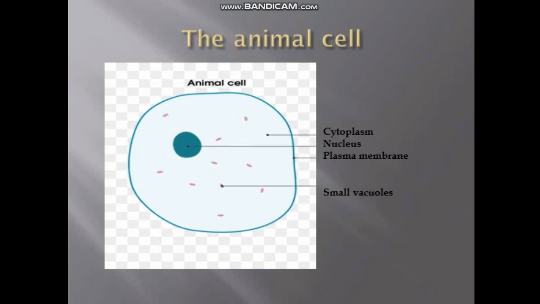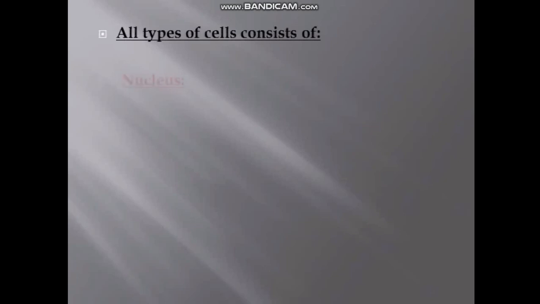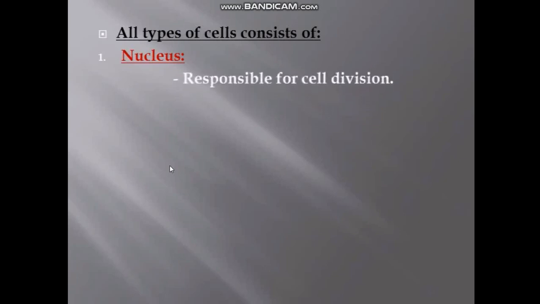Okay, let's see their functions. These three structures in the cell are found in all the types of cells. The nucleus is responsible for cell division. The cell has the ability to divide and increase in number. So, the nucleus inside the cell is responsible for this function, for cell division. The nucleus makes the division of the cell and increases its number.